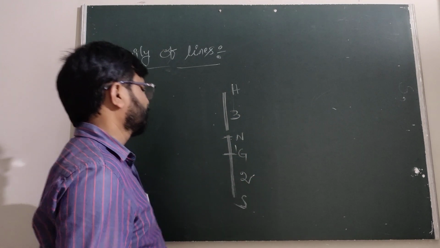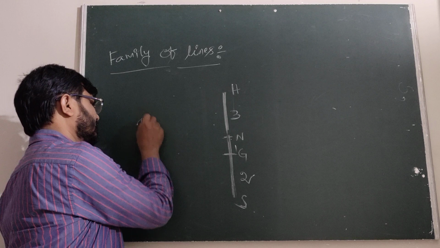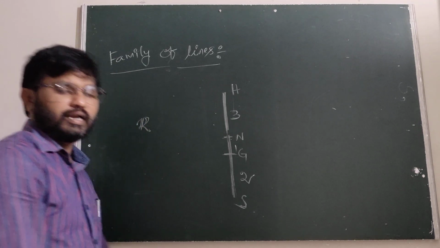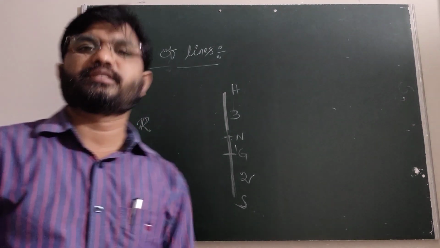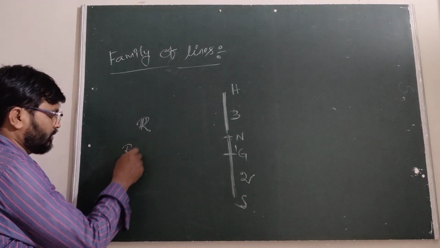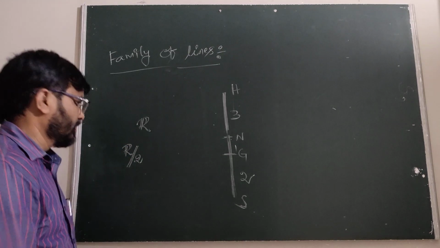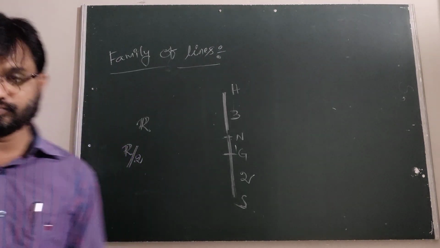3:1:2. At the same time, if the circumradius is R, then the radius of the 9-point circle is R by 2. R by 2 is the radius of the 9-point circle.